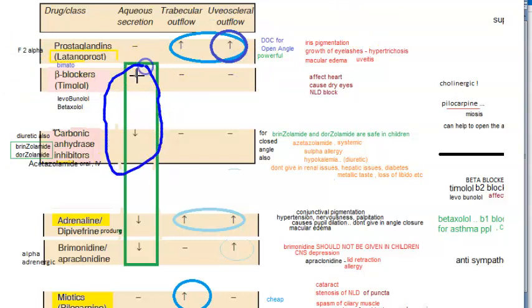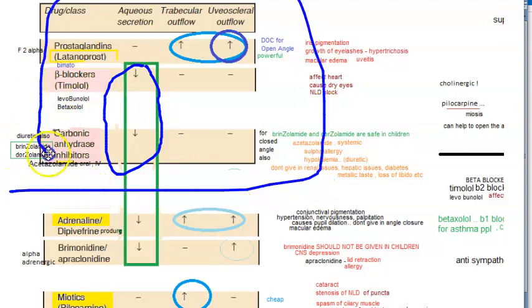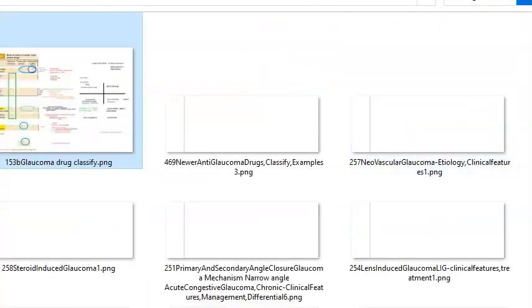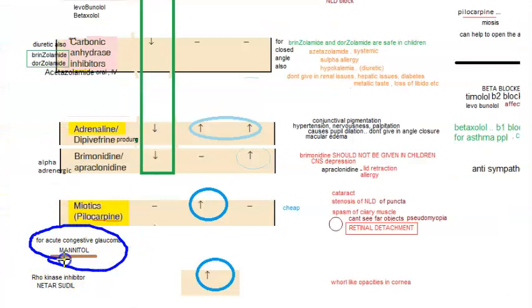Production is being reduced by all these inhibitors, blockers. These are reducing the production. That's all. These are the newer anti-glaucoma drugs. Apart from that, you can write mannitol. Mannitol you should not forget, right? So where is mannitol here? Mannitol. They are using it to reduce pressure in acute congestive glaucoma.